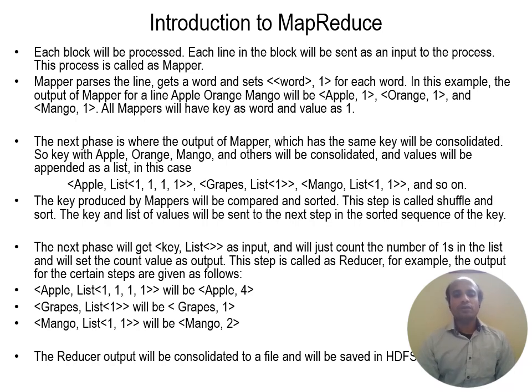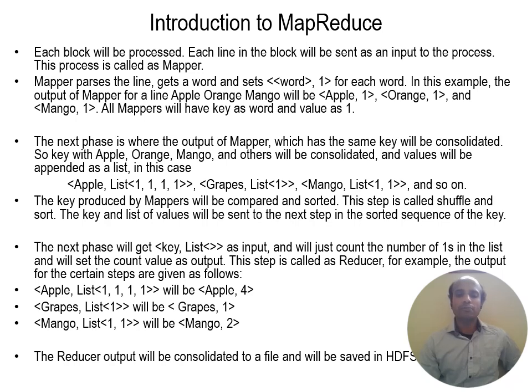So the next phase is where the output of the mapper, which has the same key, will be consolidated. So keys like apple, orange, mango, and others will be consolidated and values will be appended as a list. In this example, we have apple, and then the list 1, 1, 1, 1. For grapes, the list is 1. And then mango, the list is 1, 1, and so on. We put that in the specific greater than, less than symbols, and you keep moving on like that.